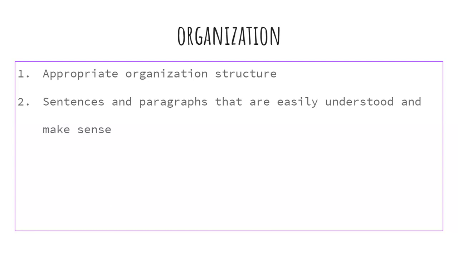Your sentences and paragraphs are easily understood and they make sense. When you're proofreading, make sure when you read your sentences out loud that they make sense. You're going to have logical ideas that are always on topic. You have to be careful not to stray away from your main idea. You present your main idea and you stick with the evidence for that idea.